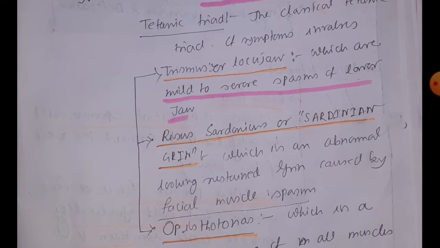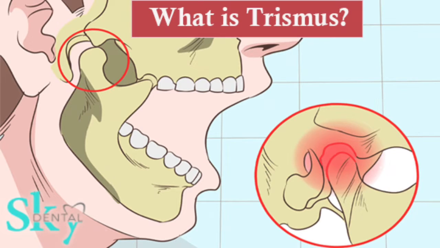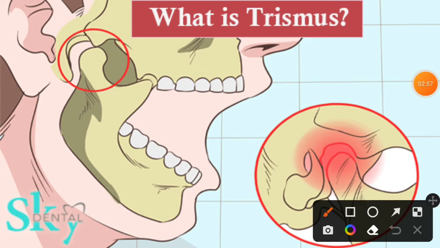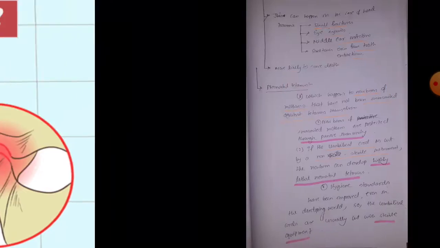The symptoms of generalized tetanus are divided into three parts. These three parts are together called the tetanic triad. The picture that I have shown you is the first one of the tetanic triad, that is trismus. That is the spasm of the lower jaw of the facial muscle, and here the spasm is mild to severe.